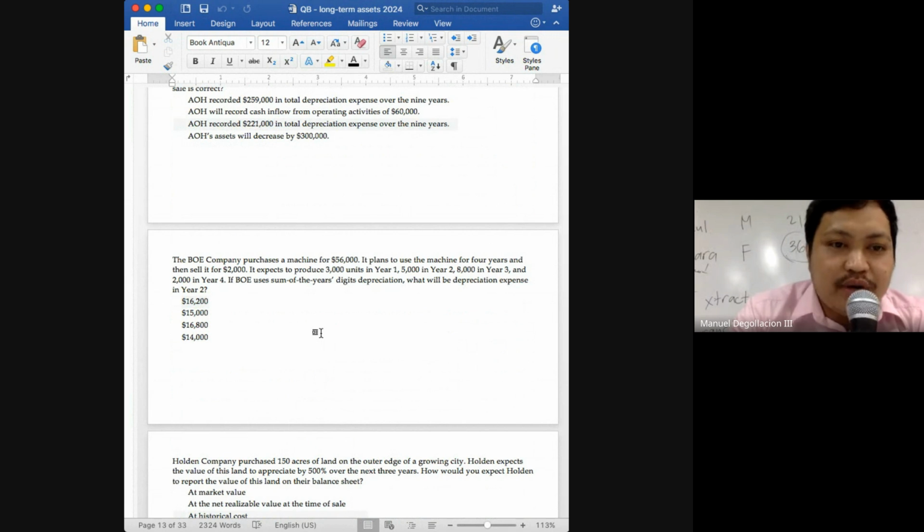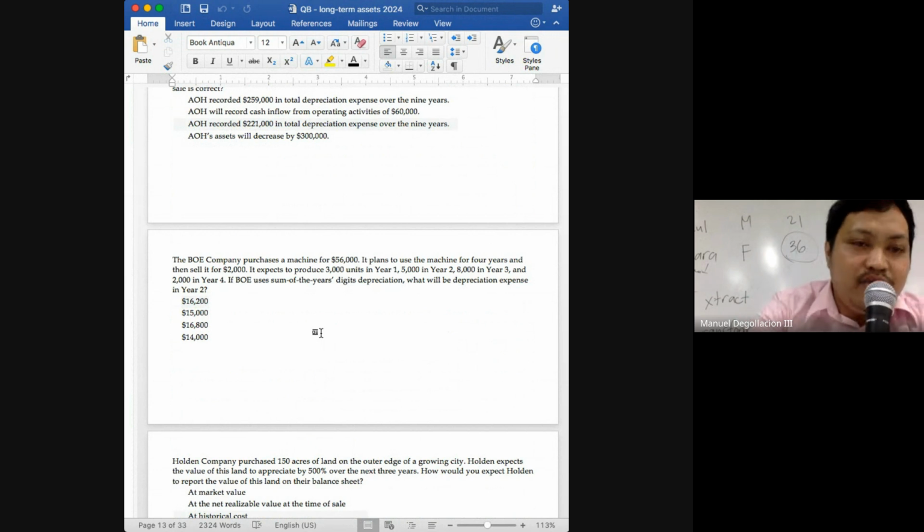How is this problem different from the other problems? This time we're asked for the depreciation expense instead of the book value. Which one is easier? This one, because it ends here. Unlike if you're asked for the book value, you'll have further steps to undertake.